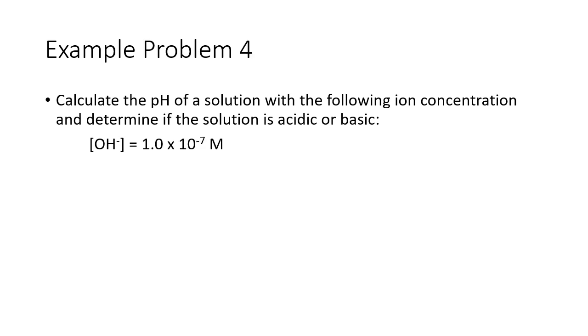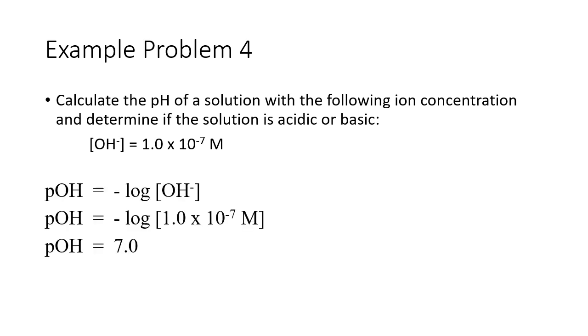Let's try one more example problem with pOH. This one says, calculate the pH of a solution with the following ion concentration and determine if the solution is acidic or basic. The concentration of OH minus equals 1.0 times 10 to the minus 7. We'll start with our pOH equation of the negative log of OH minus. We'll plug in our value and we get pOH equals 7.